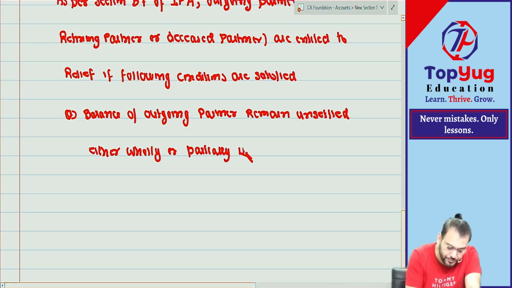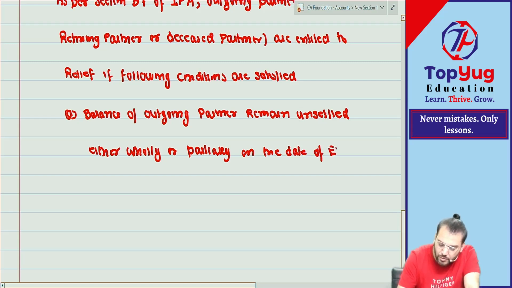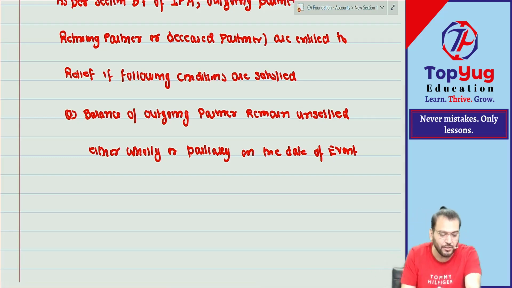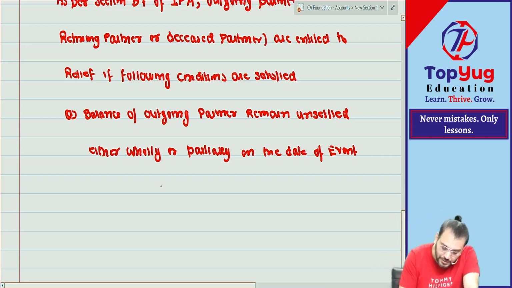On which date? On the date of the event. Will you be able to understand? Event means either the date of retirement or death. On the date of the event, and there are two conditions.